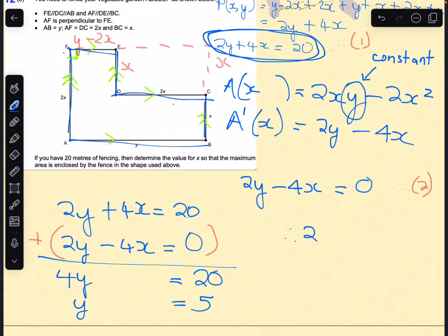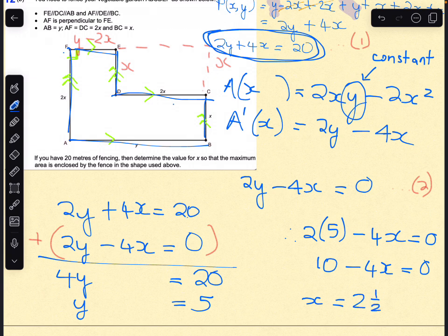So 2 times 5 minus, I'm using this equation, minus 4x is equal to 0. So that is 10 minus 4x is equal to 0. And then, you know, you can do your magic to find that x is 2.5. And those would be the values for which our vegetable garden allegedly will have maximum area.